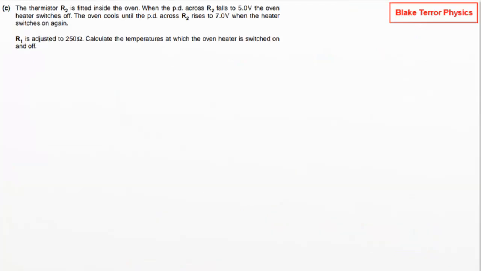Now, I think there's one more little bit of this question to go. There is. So the thermostat R2 is fitted inside the oven. When the PD falls to 5 volts, it switches off. When it's at 7 volts, it switches on. Right, okay. We've now got R1 at 250 ohms. Calculate the temperatures. Right, so we're recalculating all these things. So we've got 5 volts, it switches off. We've got 7 volts, it switches on. Right, okay. And we've got 250 ohms.